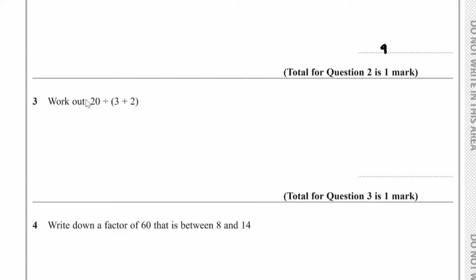Question number 3, we have to work out 20 divided by (3 plus 2). Well, what this is the same as is working out 20 divided by, well, dealing with the brackets, 3 plus 2 is 5. So we have 20 divided by 5, which is 4.